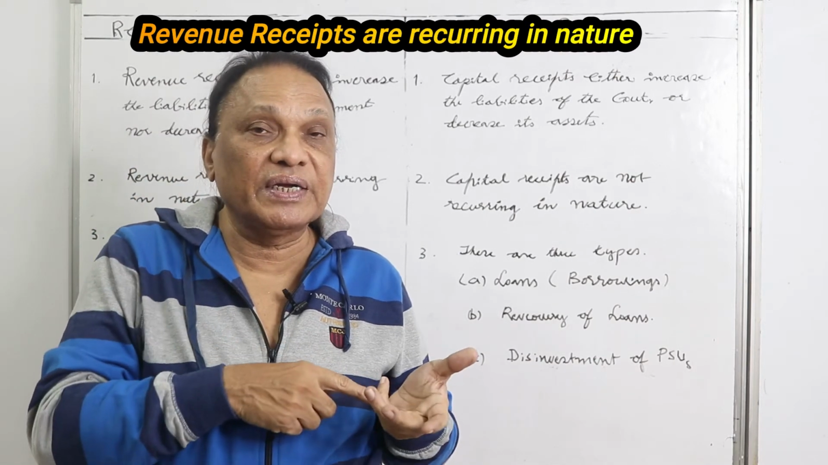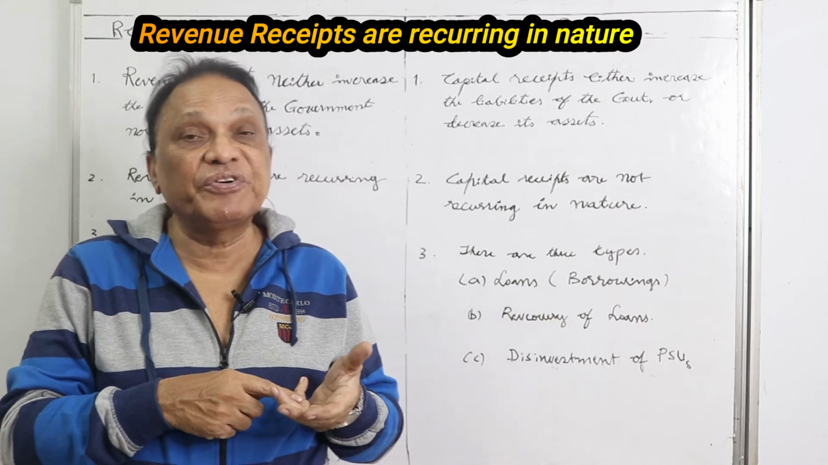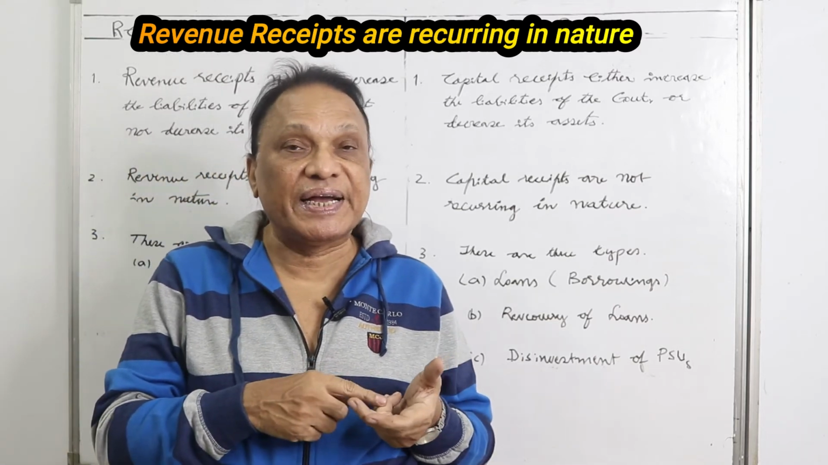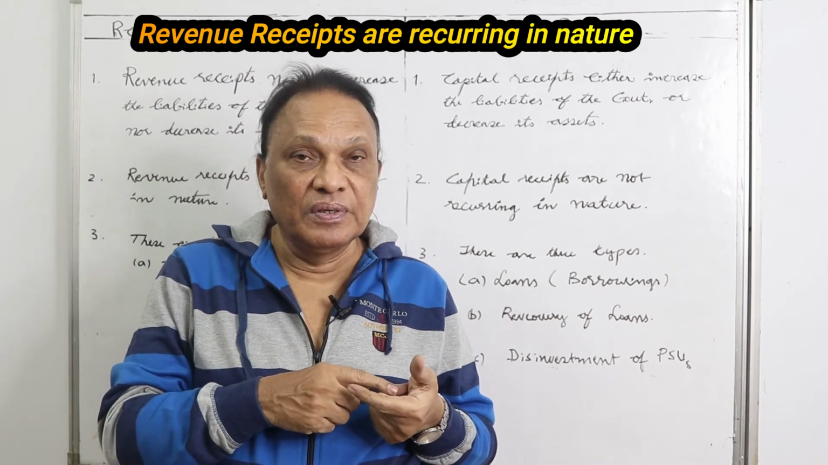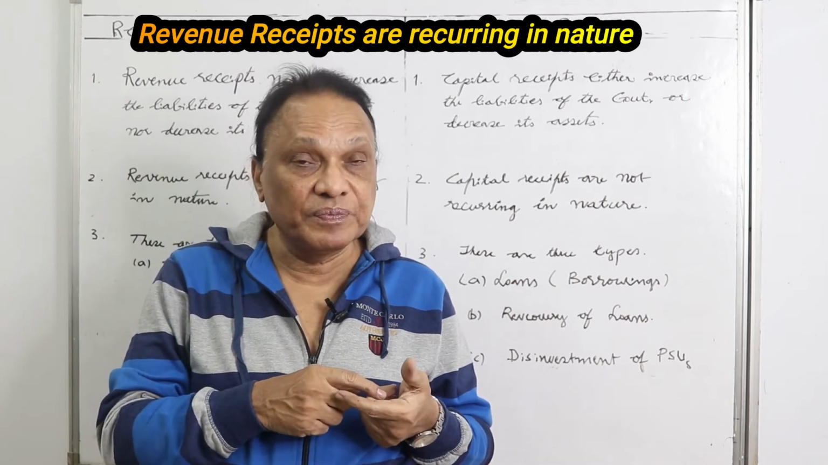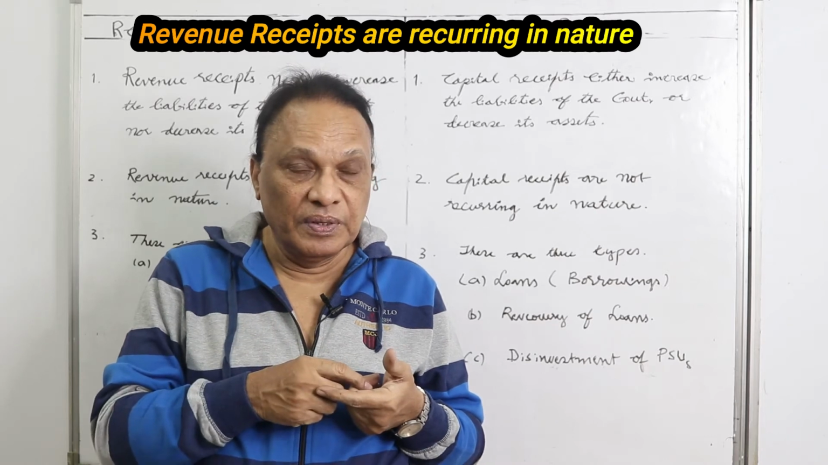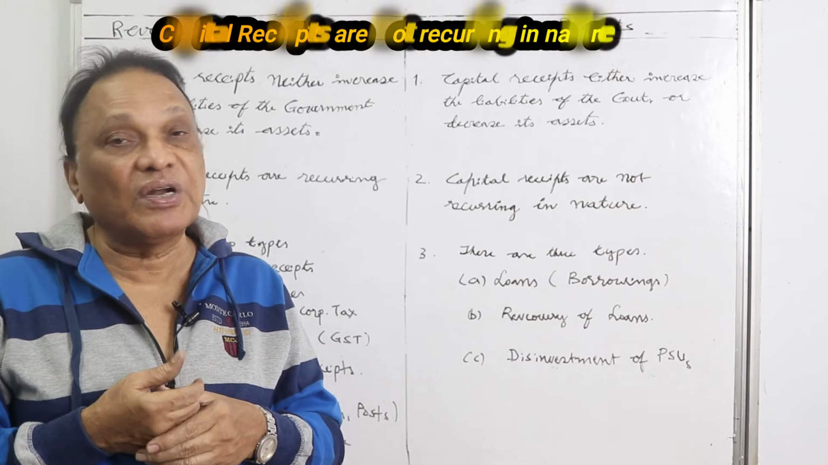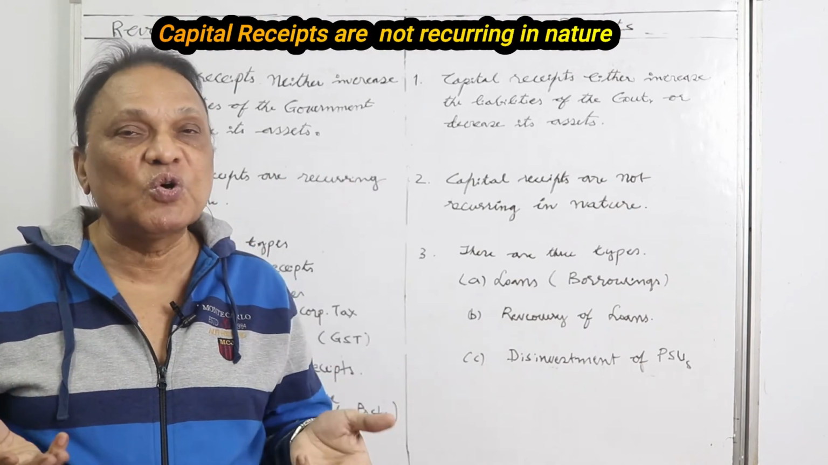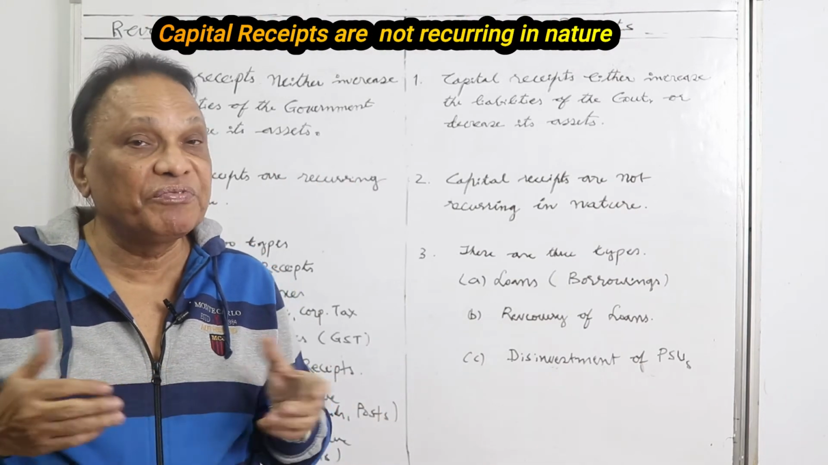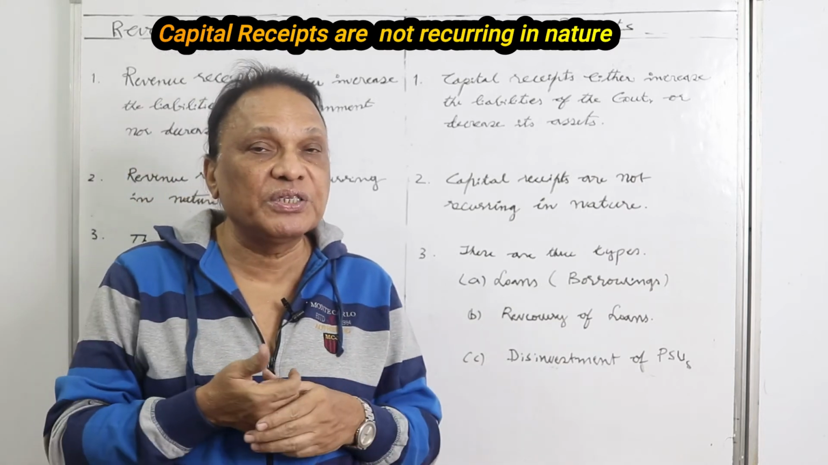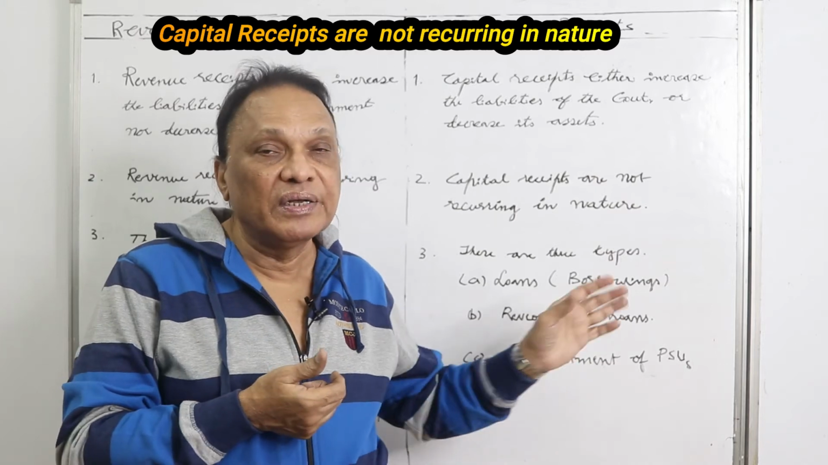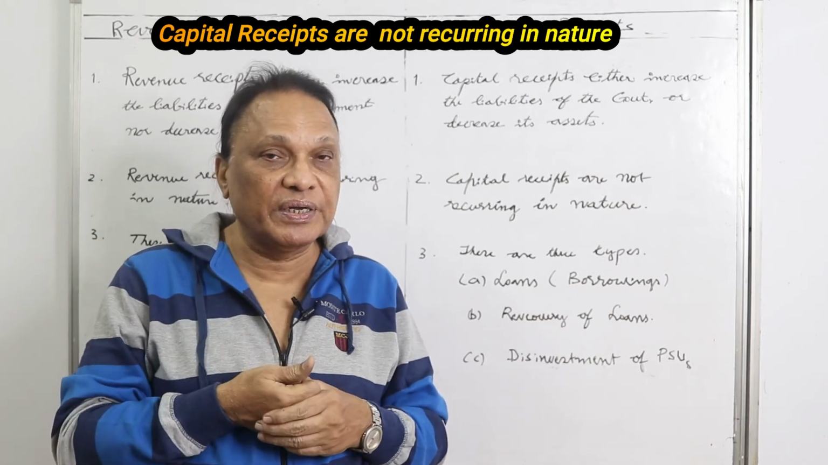Recurring in nature, we'll take again an example, income tax. Every year you are liable to pay to the government. Property tax, wealth tax, interest tax, recurring in nature. Capital receipts are not recurring in nature. Not every year does the government borrow loans from the World Bank. Not every quarter is the government selling PSUs or issuing shares of public sector undertakings. Non-recurring in nature. Revenue receipts are recurring in nature.